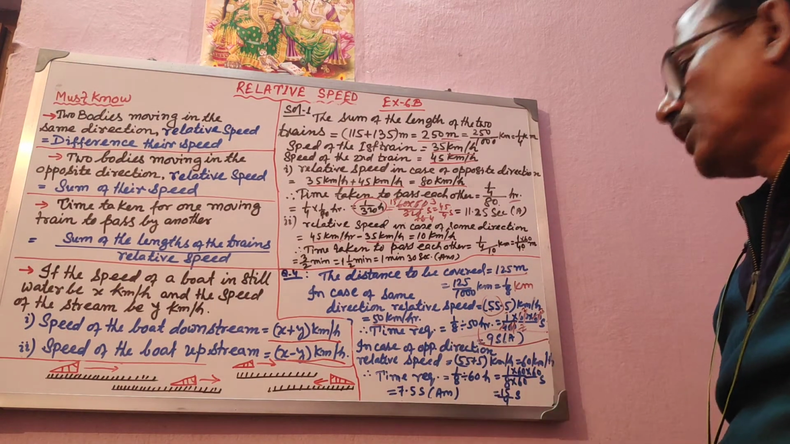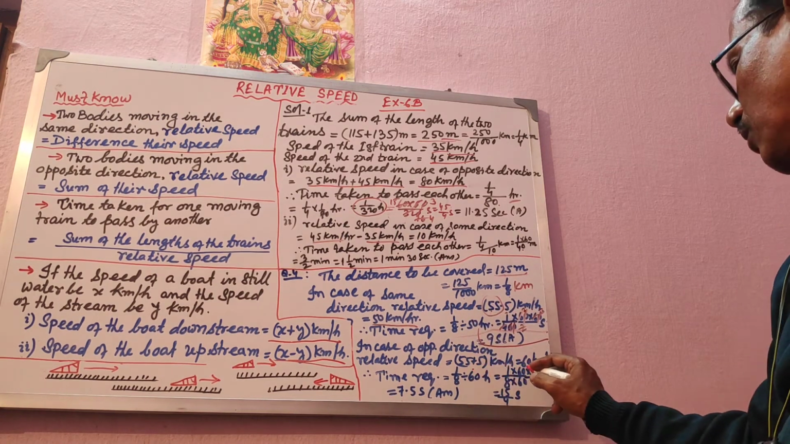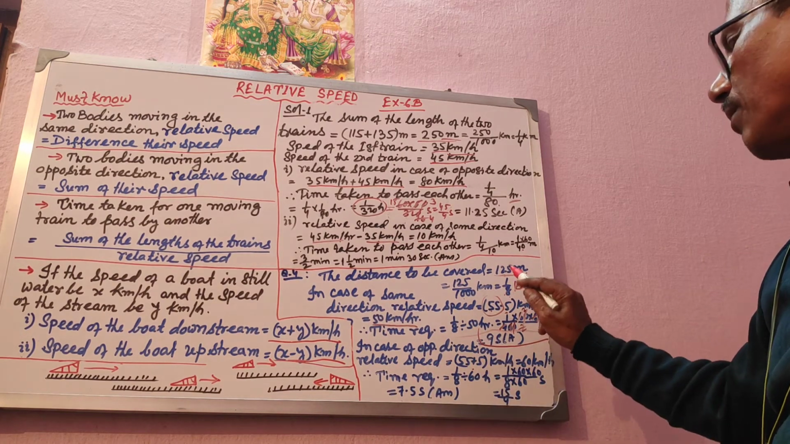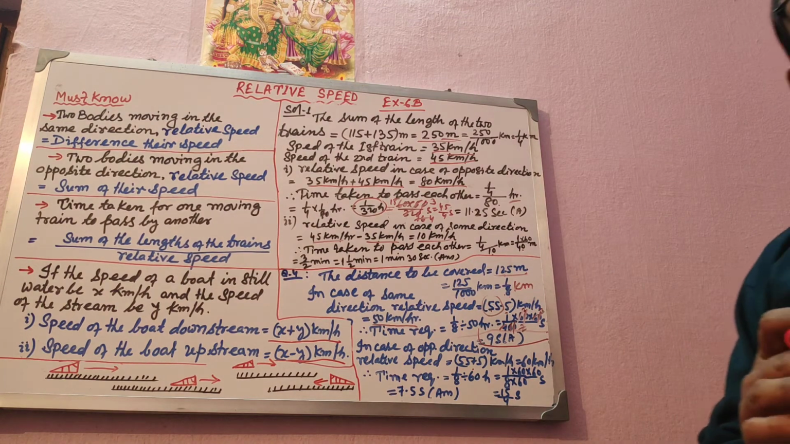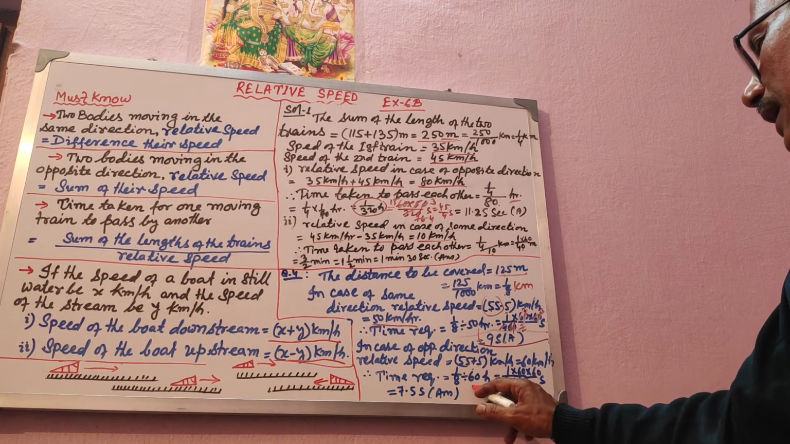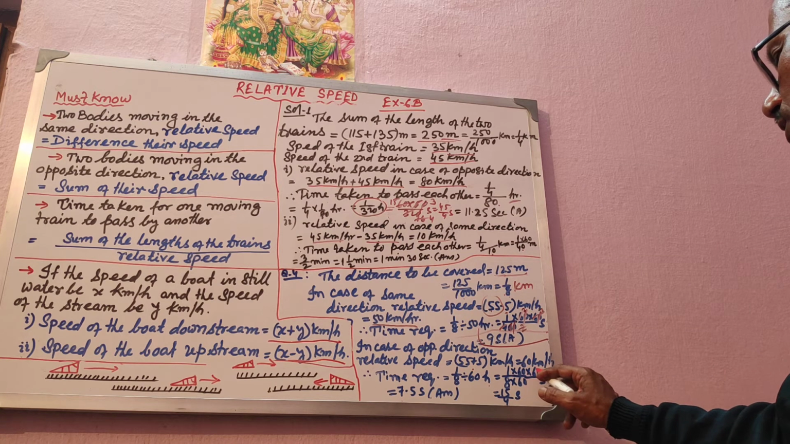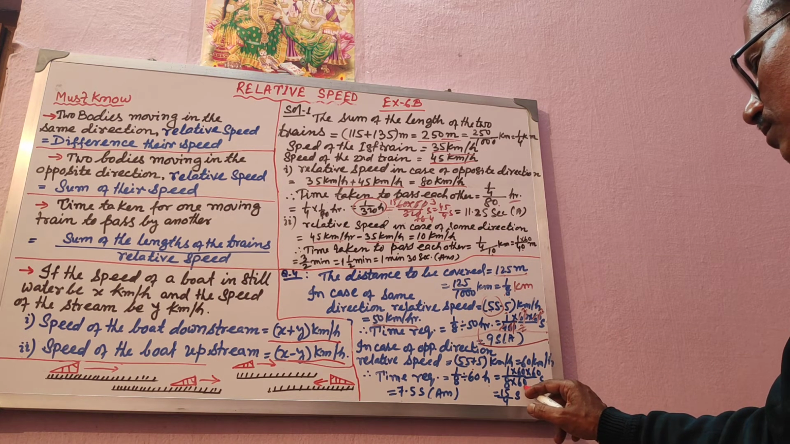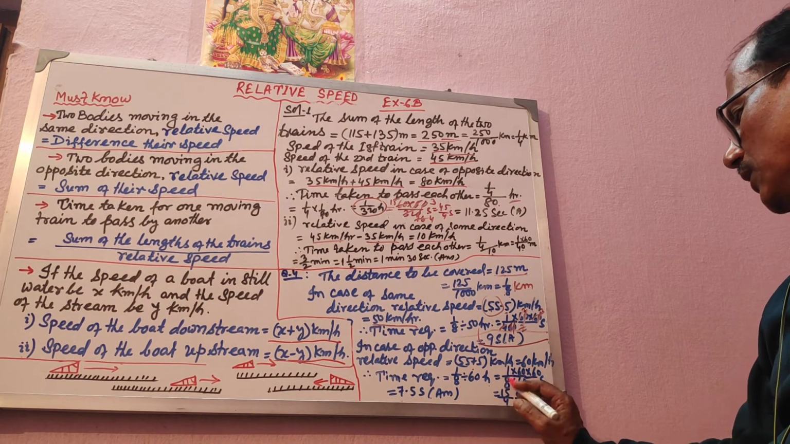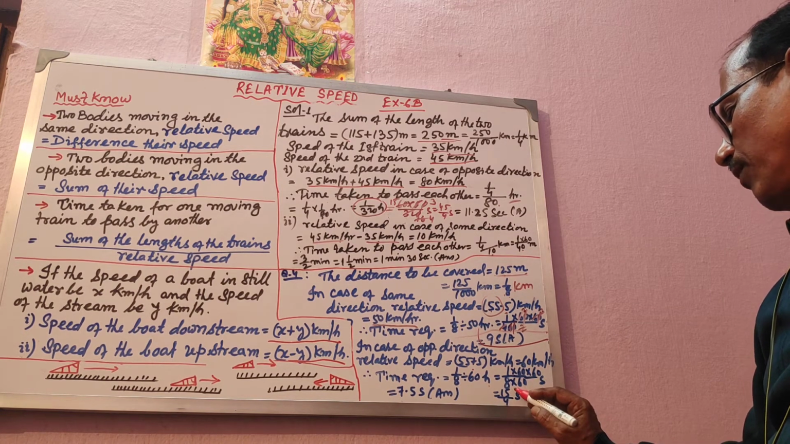Now moving on to the opposite direction, what will be the relative speed? The speed of the train plus speed of the man, that will become 60 km per hour. So time required will be the distance divided by total speed. So 1 by 8 divided by 60 hour, which is equal to 1 by 8 into 60 hour. If you convert into seconds, it will be multiplied by 60 into 60. It will be 15 by 4 second.